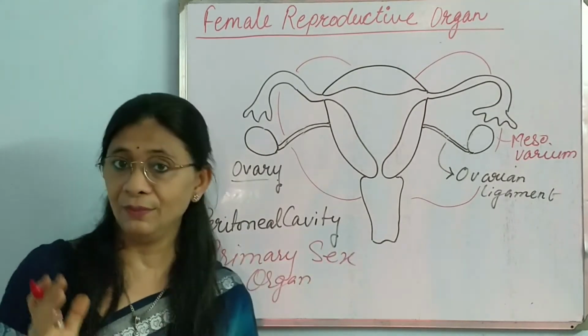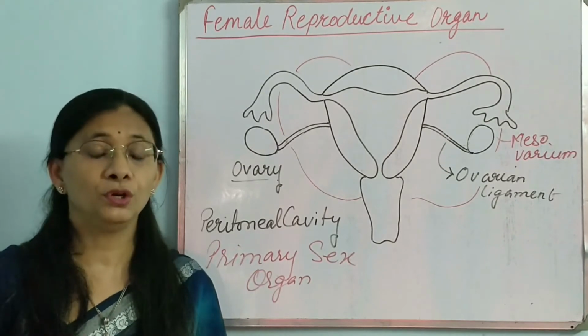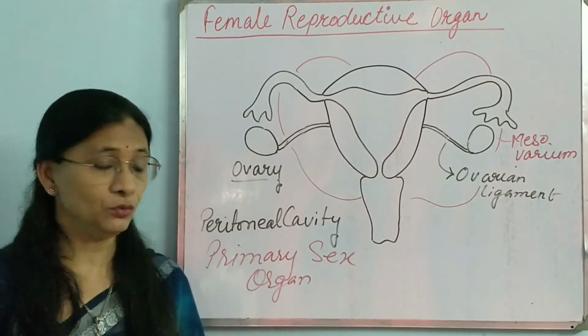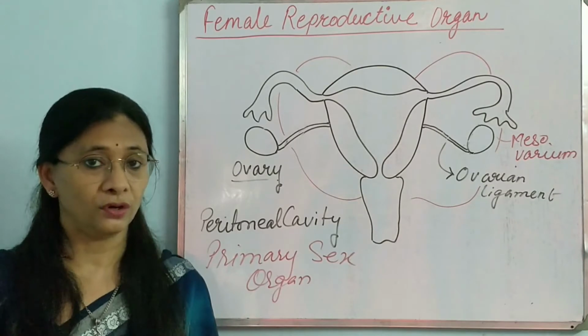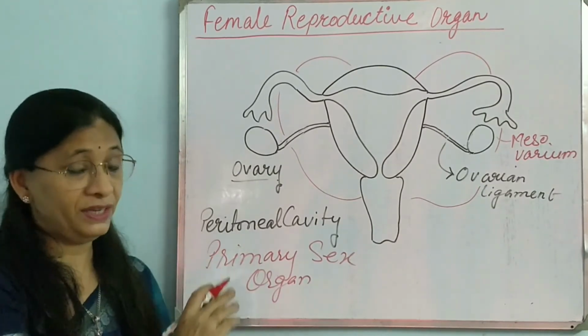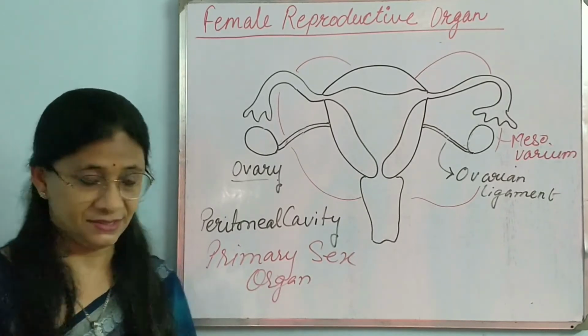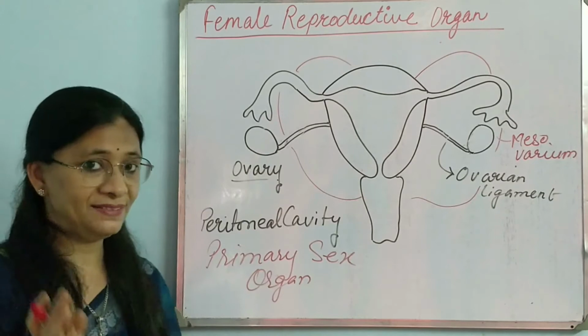Ovary is known as the primary sex organ. Why? Because it produces the egg, the female gamete. That is why it is known as the primary sex organ. There is only one primary sex organ in case of female, and that is the ovary. There is only one primary sex organ in case of male, that is the testis. So, the ovary is the primary sex organ.